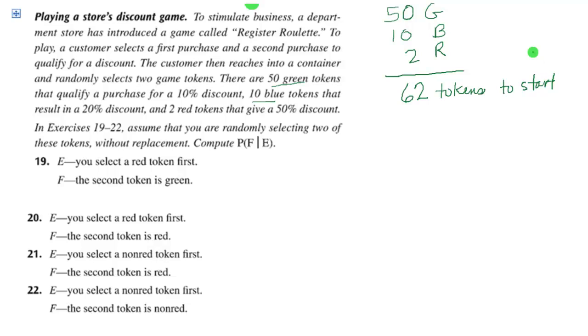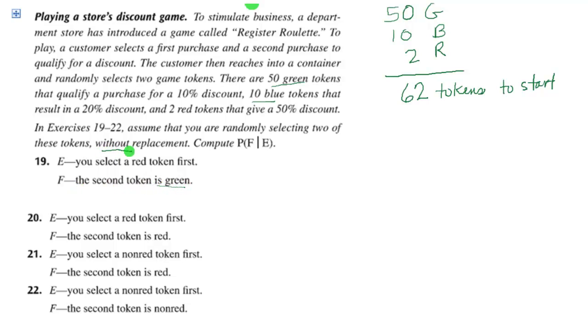All right, so let's look at what happens in number 19. The first event is you're going to select a red token. So out of these 62, you reach in and you pull out a red token. Now, the event that we're interested in is this F event. It says the second token that you pick is green.